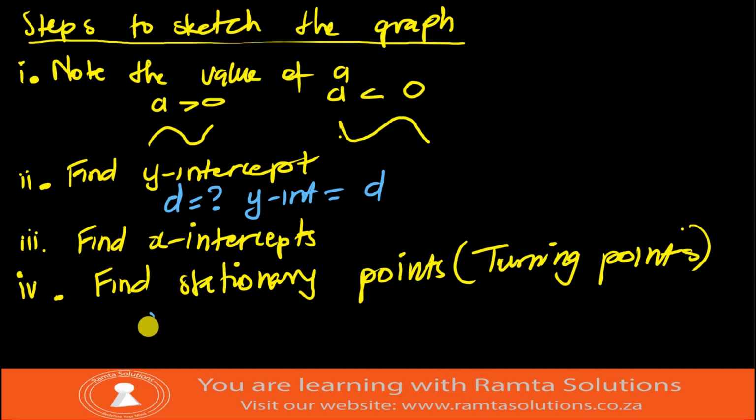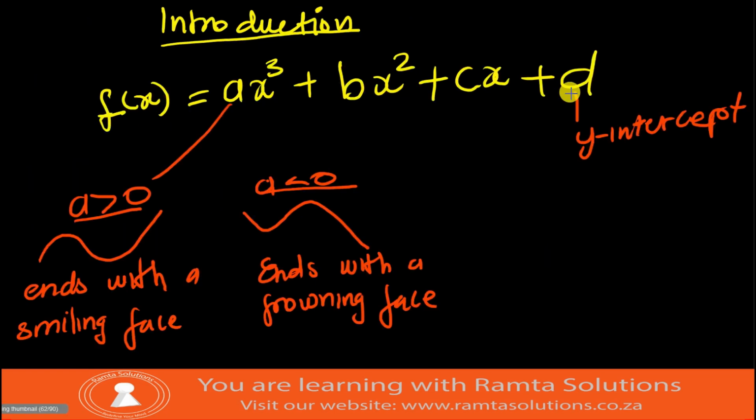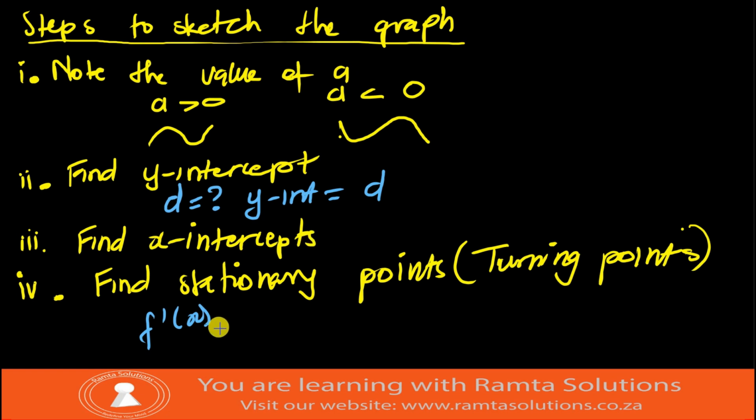First thing first, find f prime x, meaning differentiate your given cubic expression, and then equate it to 0. Solve for x. After solving for x, you will get your stationary points. Solve for x for this f prime x, the first derivative.